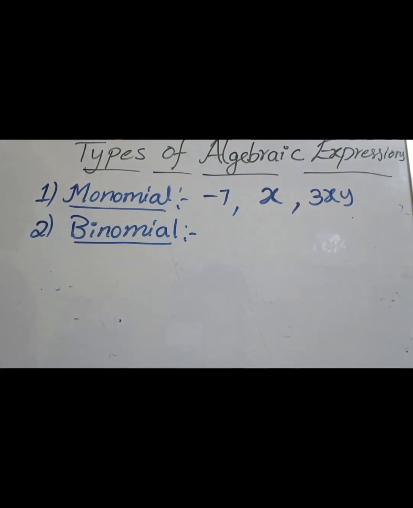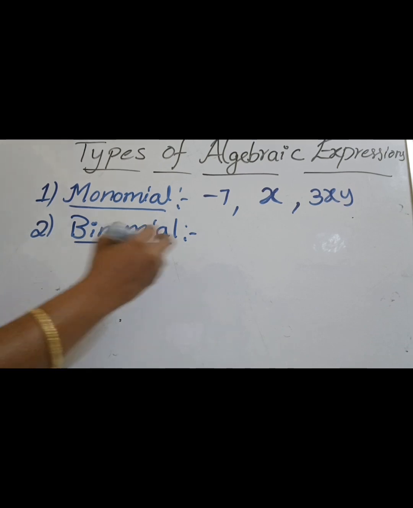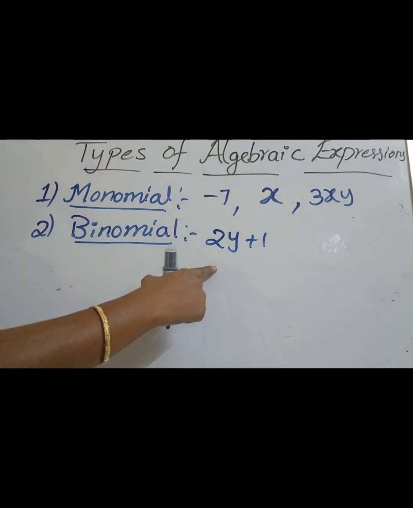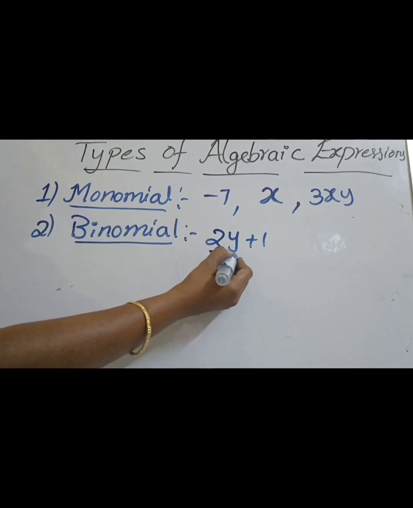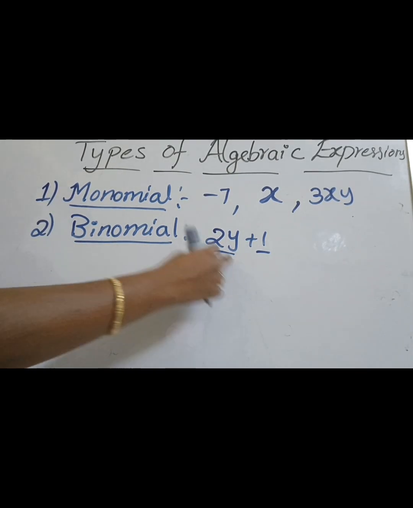What is binomial? Bi. In general, what is the meaning of bi? It means two. In an algebraic expression, if there are two terms, then I can say it's a binomial. Like this, 2y plus 1. This is one term, this is another term. Then that is called a binomial expression.